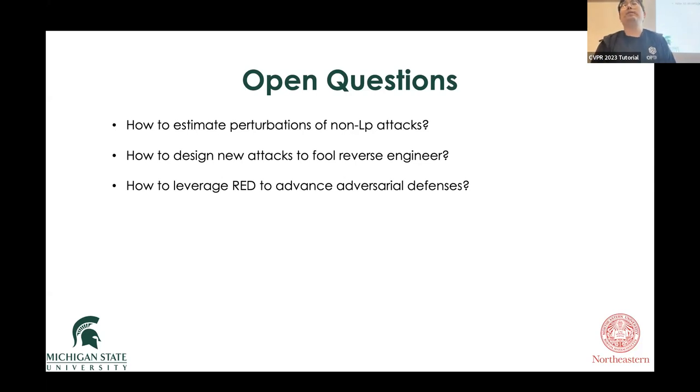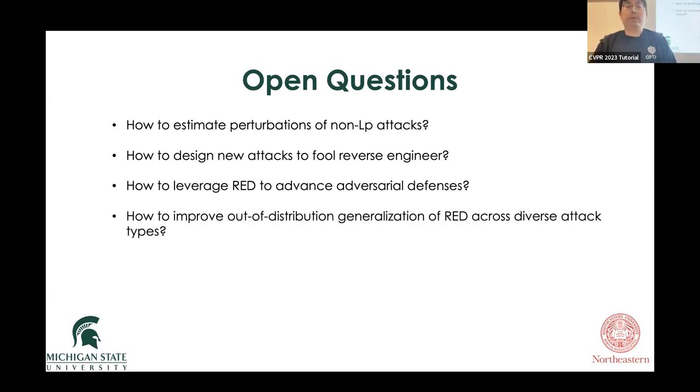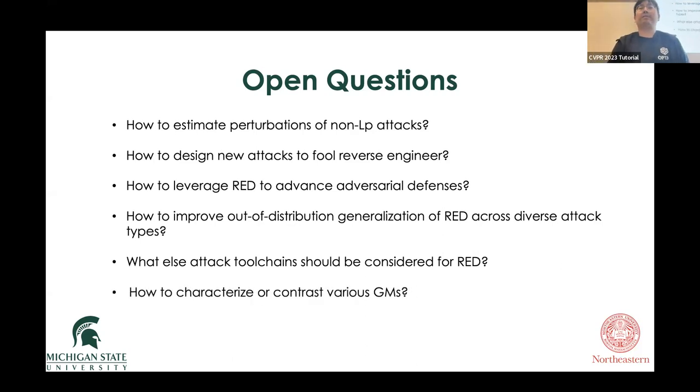For example, one key property of the reverse engineering process is that it provides us some explanation merit. It will explain how these synthesized images trace back to the generation models, and trace back to the victim models. How can we leverage this interpretability merit to further advance adversarial defense techniques? And how to improve the out-of-distribution performance of RED across diverse attack types, and so on and so forth. And what other attack tools should be considered for RED? Further, how to characterize or contrast various generative models, and how to make the RED framework itself more interpretable. These are all good questions that we can ask.